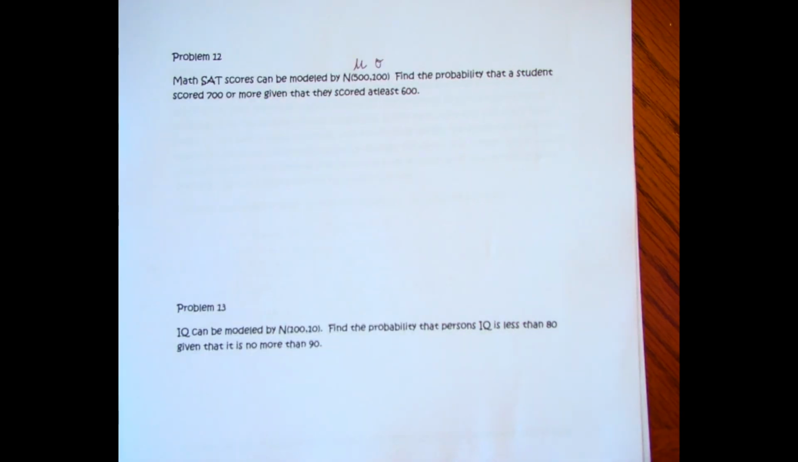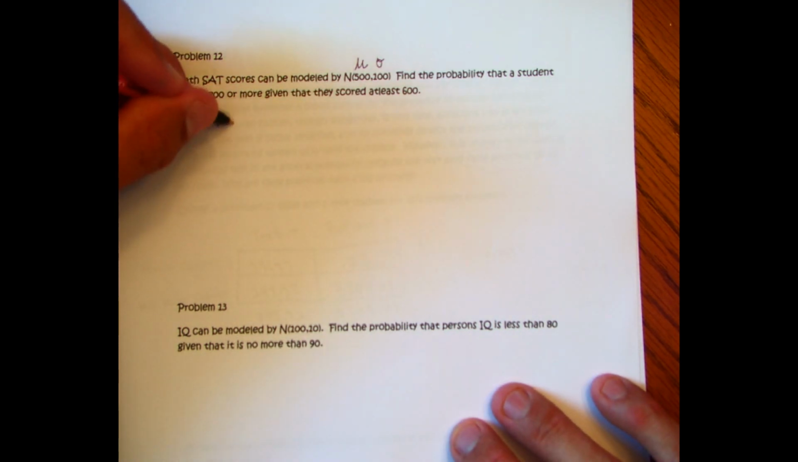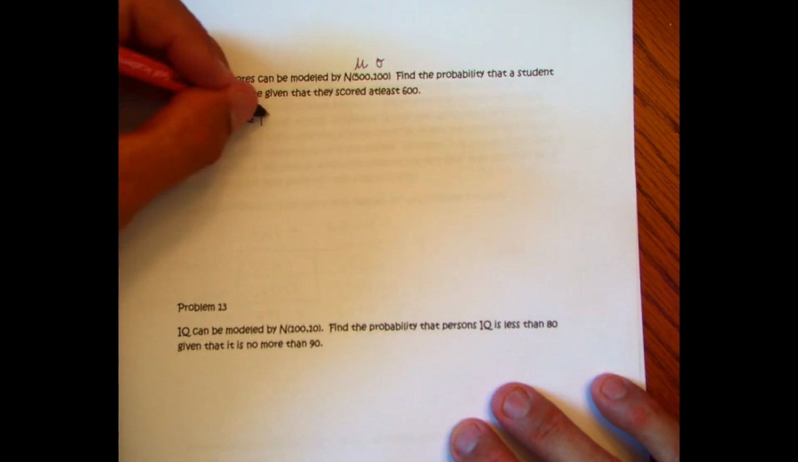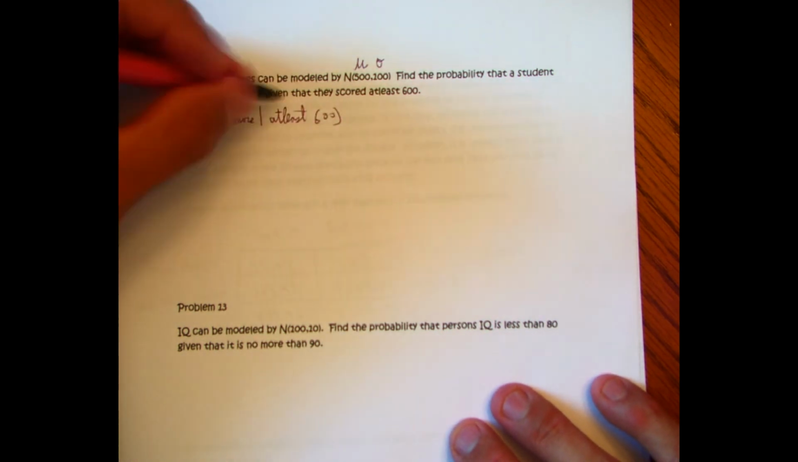Alright, let's look at problem 12. Math SAT scores can be modeled by a normal model with a mean of 500, so that's mu, and a standard deviation of 100. Okay. So find the probability that a student scores 700 or more given that they scored at least 600. So this is the probability of 700 or more given that they scored at least 600. So this is the condition.